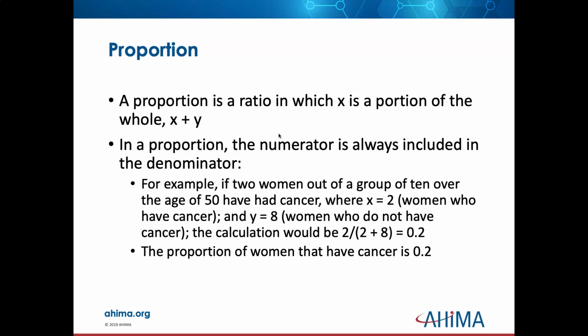So if 2 women out of a group of 10 over the age of 50 have had cancer, x is going to equal 2, the women that have had cancer. Y equals 8, which is the women who do not have cancer. The calculation would be 2 divided by 2 plus 8, which is 0.2. So the proportion of women that have cancer is 0.2. Do you see how they're doing that? You have to have that 2 in the numerator and the denominator.